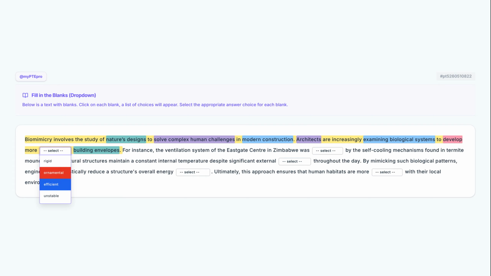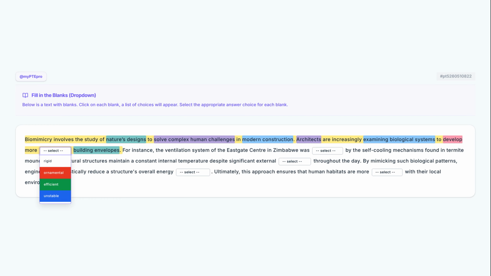Efficient. Choosing efficient aligns perfectly with the objective to solve complex human challenges through better design. Biological systems are inherently optimized, so applying their logic helps develop building skins that use resources more effectively. Correct.